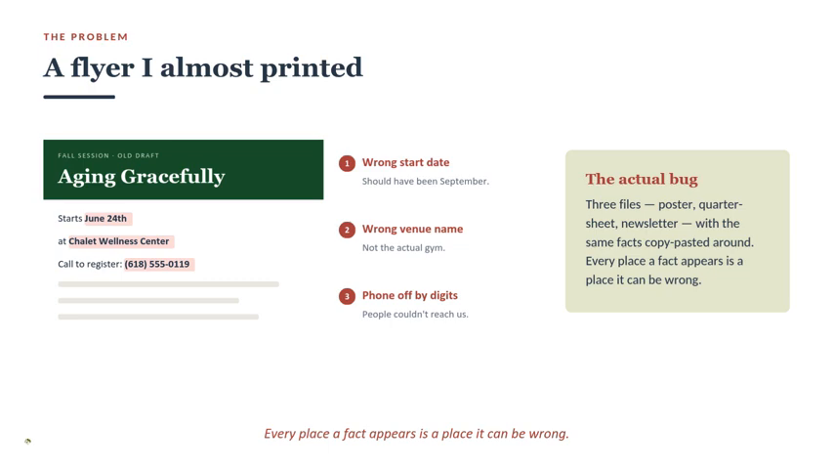Here's where I started. This is a real flyer I almost printed. Wrong start date, wrong venue name, a phone number that was off by a few digits, all because I edited the text by hand, over multiple sheets: quarter sheet, poster, newsletter, 3 separate files, same facts, copy and pasted around. Every place the facts appear can be wrong, and that's actually the bug. Humans make mistakes, especially when I'm doing this on the side, not as my main focus.